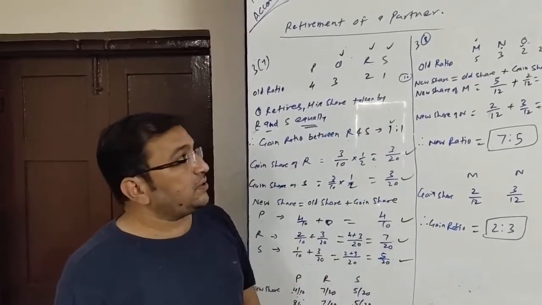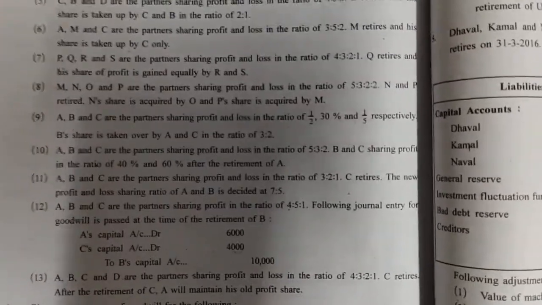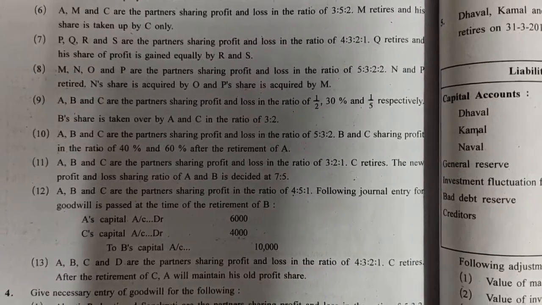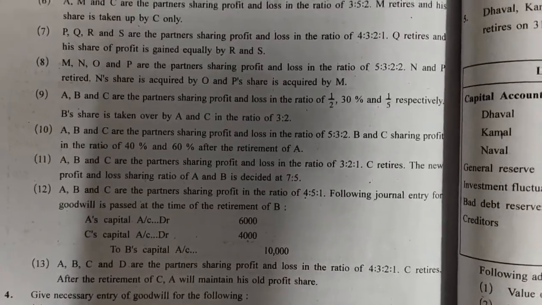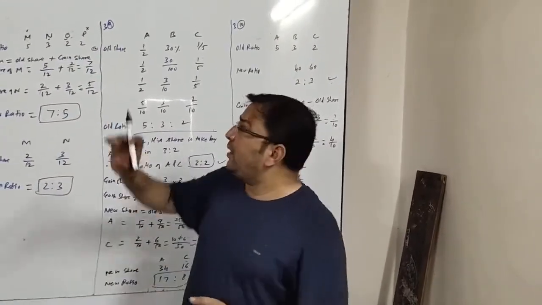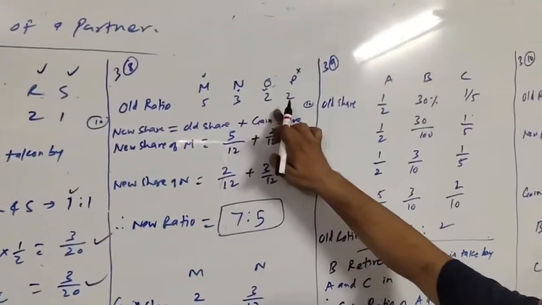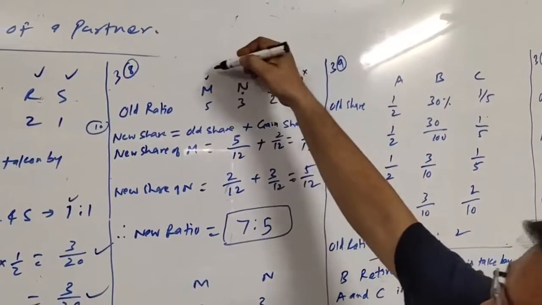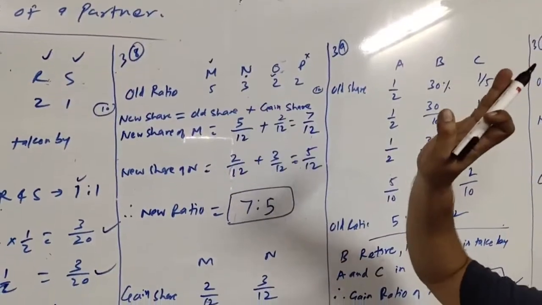Okay, let's talk about sum number 8. Chalo. Sum number 8. M, N, O and P are partners sharing profit and loss in the ratio of 5:3:2:2. N and P retire. N's share is acquired by O and P's share is acquired by M. So here in this sum 4 partners are there, and out of 4, 2 are retiring. Right? Here it is M, N, O, P. Their ratio is 5:3:2:2. Right? P is retiring, his share is taken by M, and N is retiring, his share is taken by O.